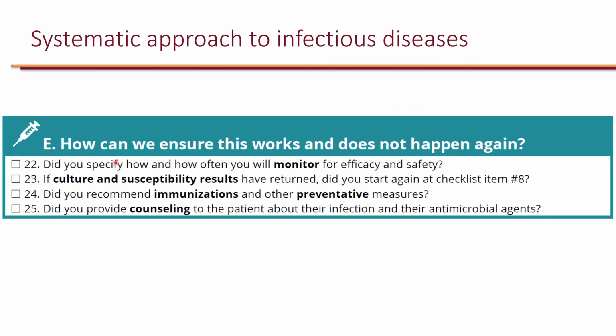The last thing that we should consider is how can we ensure this works and does not happen again. So we do want to specify how and how often we'll monitor for efficacy and safety. If cultures and susceptibility results have returned, you do want to go back to number 8 and start from number 8 in order to optimize the dose and regimen. And did you recommend immunizations and other preventive measures?